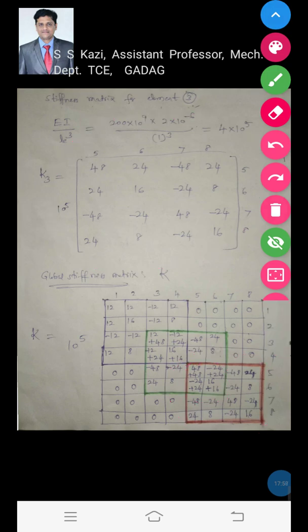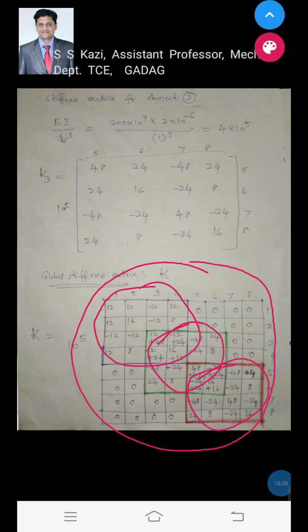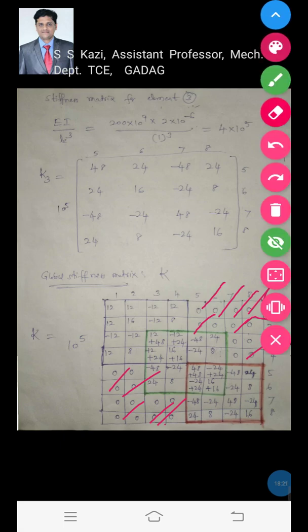Okay, once you generate this global stiffness matrix, once you write all the terms in these 3 boxes, 1 2 3 4, 1 2 3 4, 3 4 5 6, 3 4 5 6 and 5 6 7 8, 5 6 7 8, then in the remaining blank boxes you just write 0.